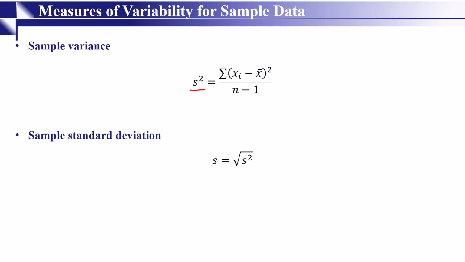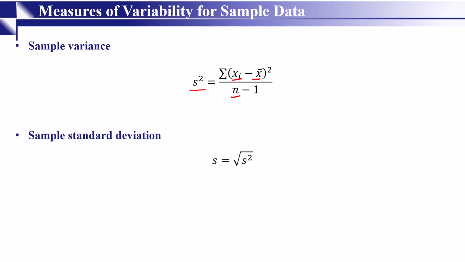So we go for the next one, sample variance. Sample variance we show by S squared. This is the measure of how much the data points in a sample deviate from the sample mean. How do we calculate? Xi, each data point, minus the average, squared, then summed up together, divided by n minus 1. N is the number of observations that we have, minus 1.